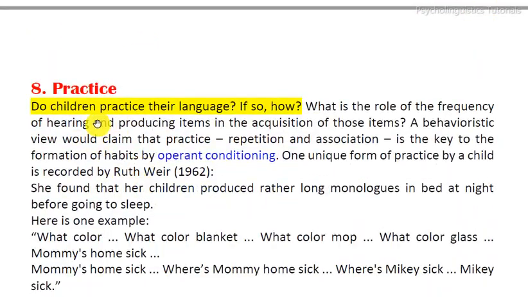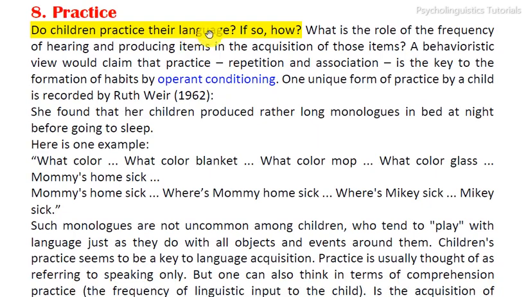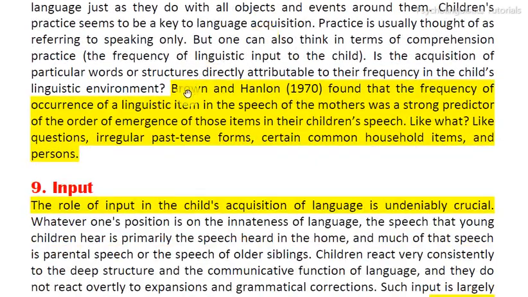Okay, the eighth one is practice. Do children practice their language? If yes, how? Brown and Hanlon, 1970, found that the frequency of occurrence of a linguistic item in the speech of the mothers was a strong predictor of the order of emergence of those items in their children's speech. Like what? Like questions, irregular past tense forms, certain common household items, and person.